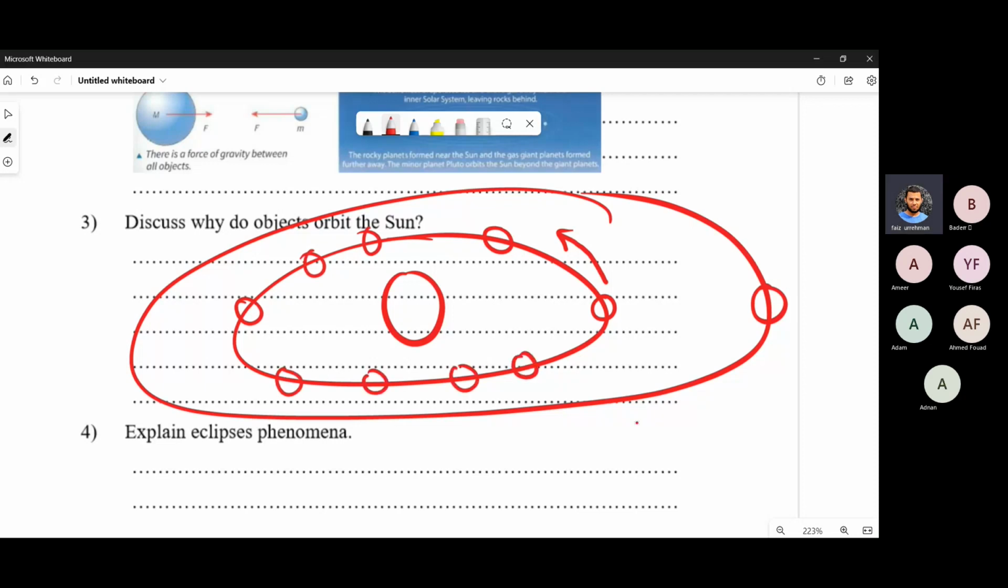Okay? Like, for example, you are swinging on, you know this? This goes up, this right, and then it goes back. Up, forward, and backward, right? You know this, right? What do you call it, this swing?